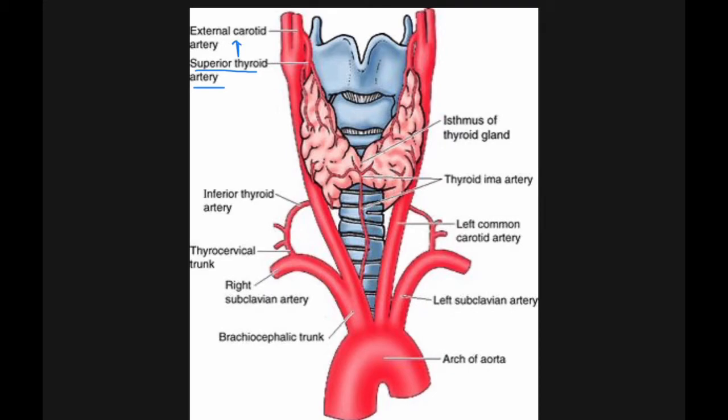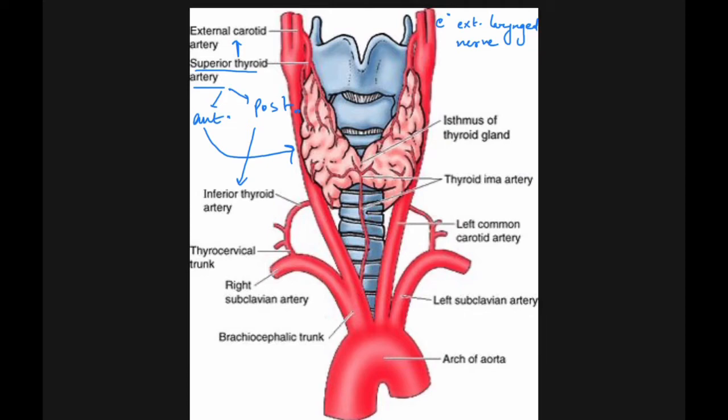It runs downwards and forwards along the external laryngeal nerve as shown here, and it reaches the upper pole of the lobes and divides into anterior and posterior branches. The posterior branch descends along the posterior border and anastomoses with the ascending branch of the inferior thyroid artery. The anterior branch descends along the anterior border and continues along the upper border of the isthmus to anastomose with its fellow of the opposite side.